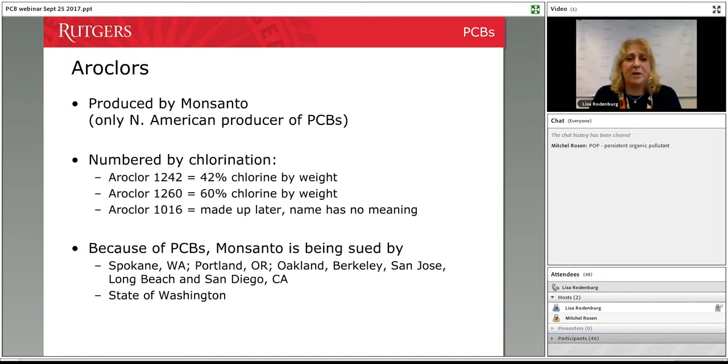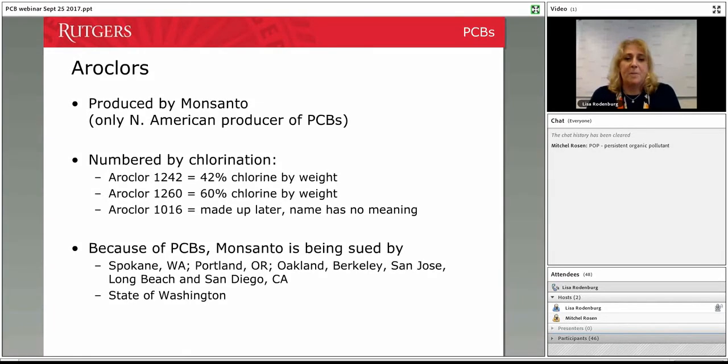And then later on, when it started to become clear that PCBs were environmentally problematic, they dreamed up something called Aerochlor 1016, and that name doesn't really have any meaning, but it was very, very similar to Aerochlor 1242, except that they tried to remove some of the higher molecular weight congeners because they knew that those were bad. So those are some of the typical Aerochlor names that you might run into if you're, for example, looking at a contaminated site or something. You'll see some of these.